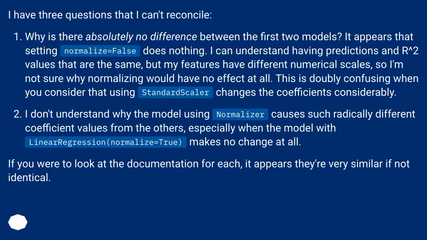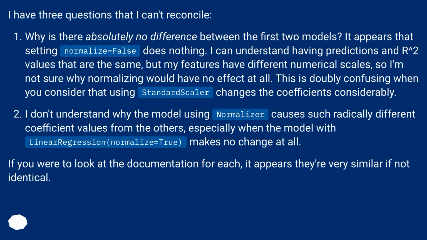Why is there absolutely no difference between the first 2 models? It appears that setting normalize equals false does nothing. I can understand having predictions and R² values that are the same, but my features have different numerical scales, so I'm not sure why normalizing would have no effect at all. This is doubly confusing when you consider that using StandardScaler changes the coefficients considerably.